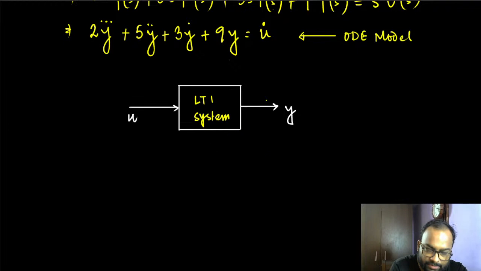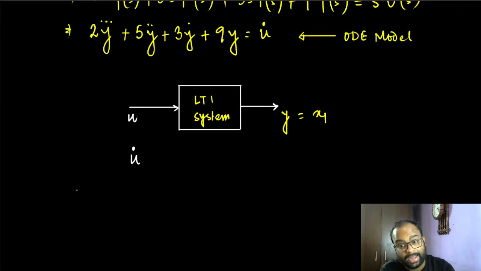Now, previously, look at this once again. If I have u as the input, I get x1 as the output. So the output is just x1. Now, what if I differentiate the input? Once again, linearity kicks in. Linearity tells me that whatever linear thing happens to the input, that same linear thing will also happen to the output. Differentiation is a linear operation. So I differentiated the input. What's going to happen to the output? The output will also get differentiated.